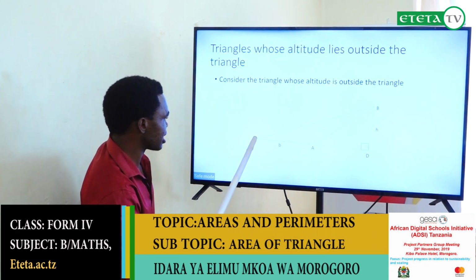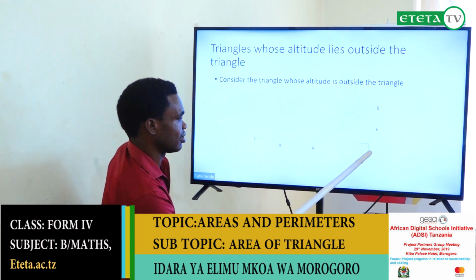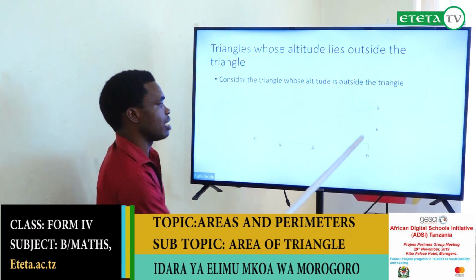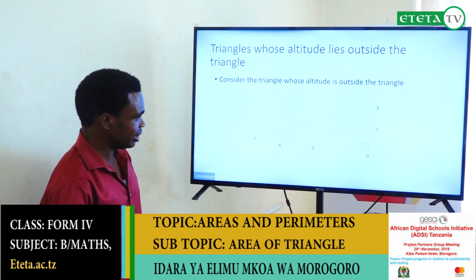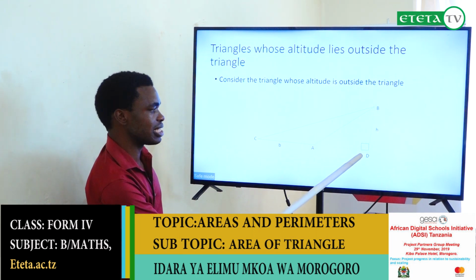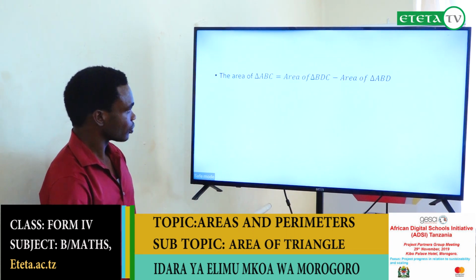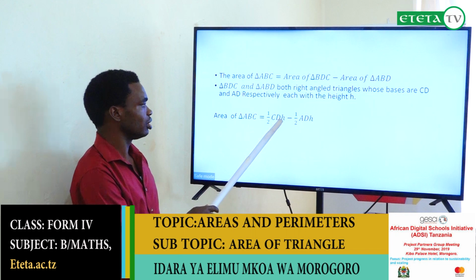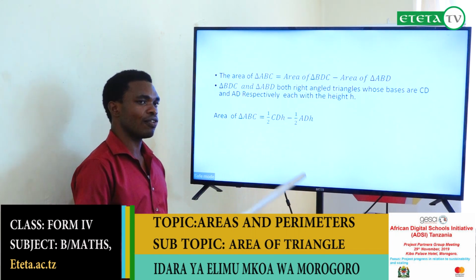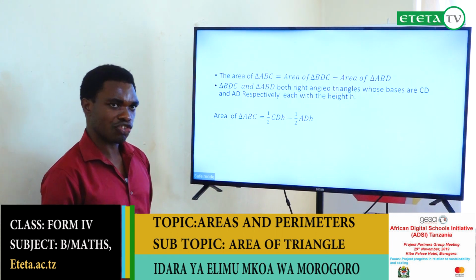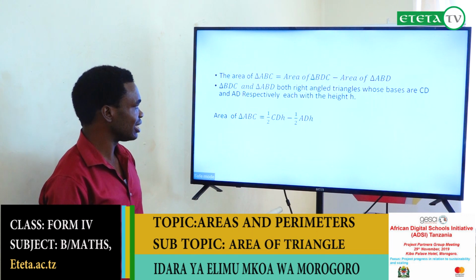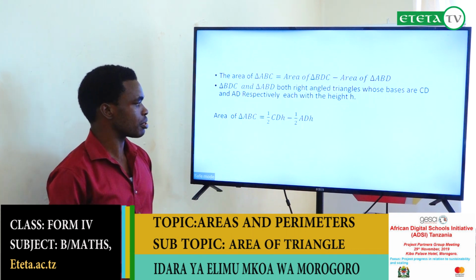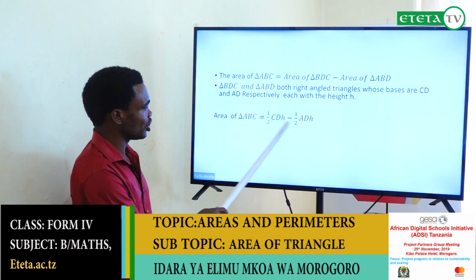So now it will be the same as taking a half times CD, the base, times h, minus a half AD, the base, times h. So the area will be a half CD, the base of the outer triangle, times h, minus a half AD, the base of the triangle produced by the height and the prolonged base, times h.